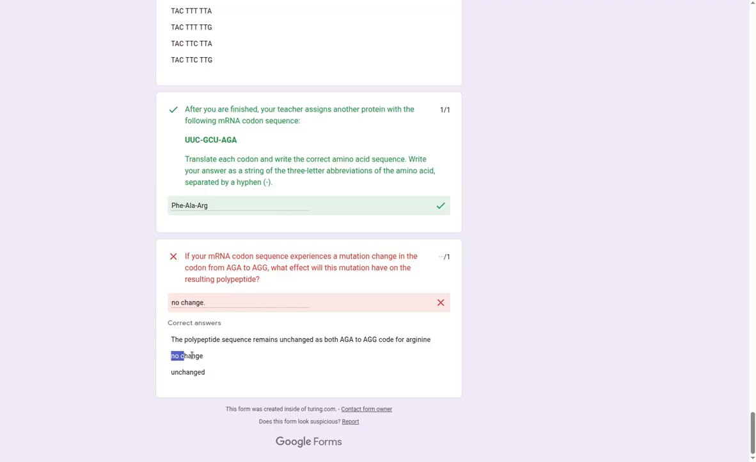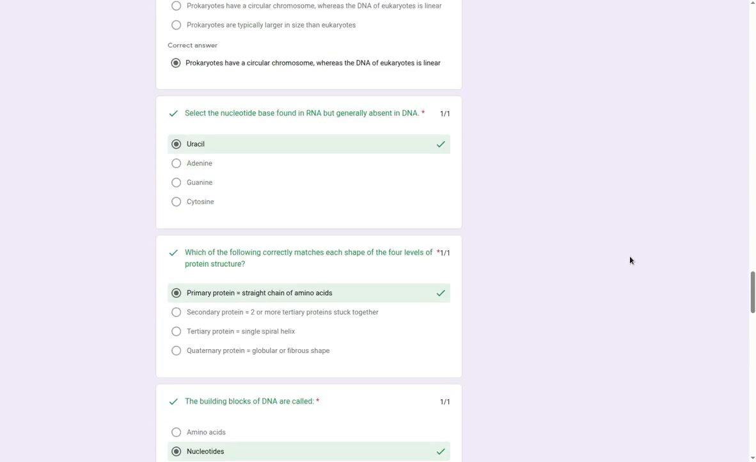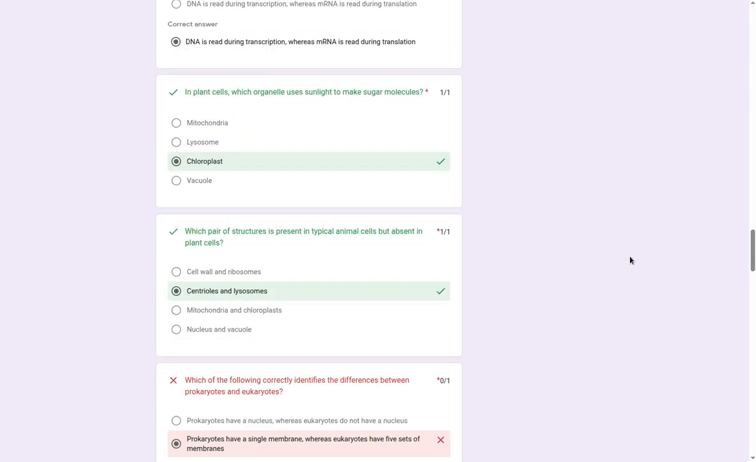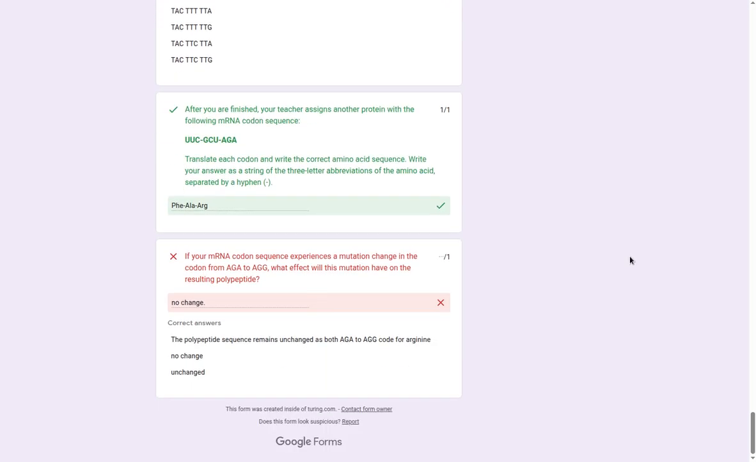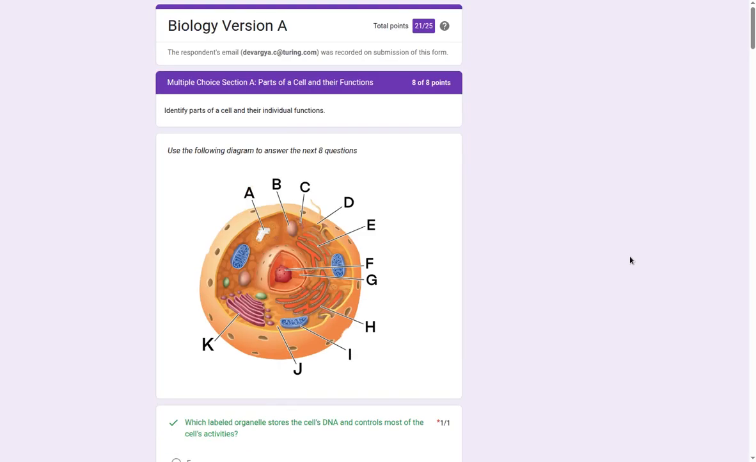So I've written no change. So this one is also correct. So basically only one of them is incorrect. Most of them are correct. Fine. So there has been an improvement, as I can see. It should stop the recording now.